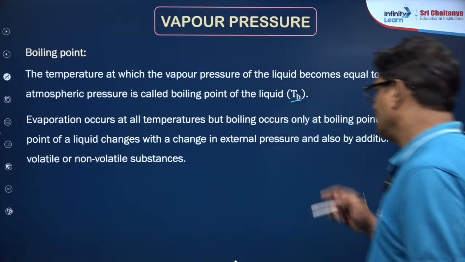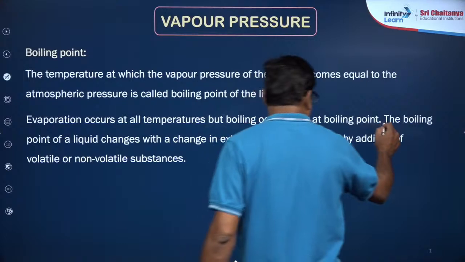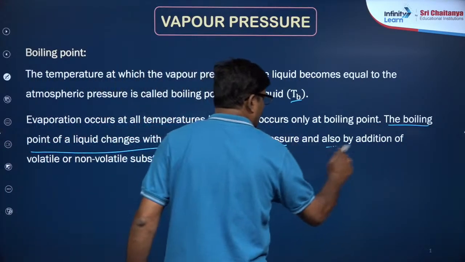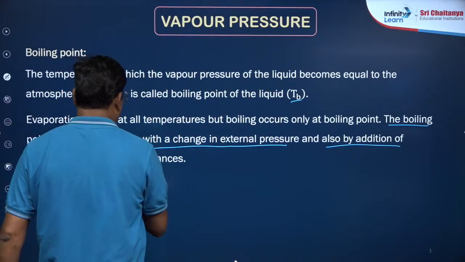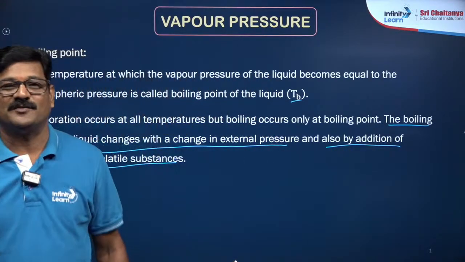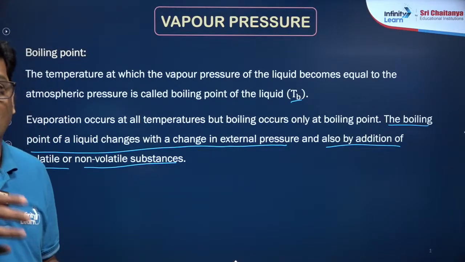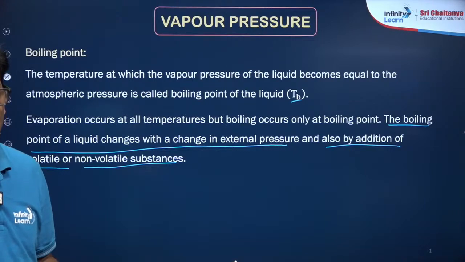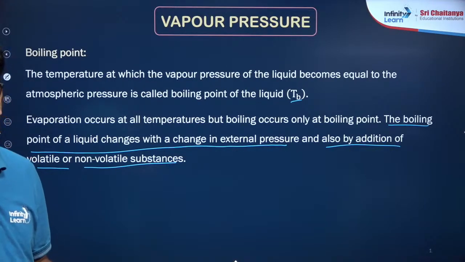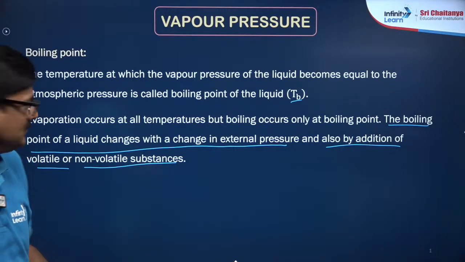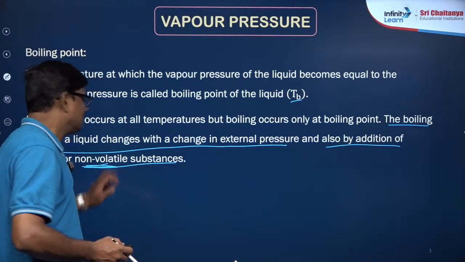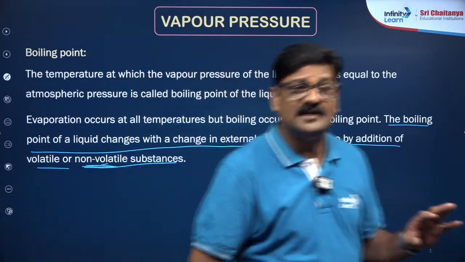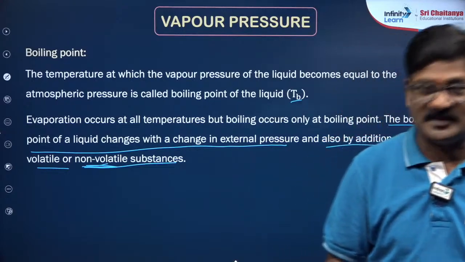So here, a very important point: the boiling point of a liquid changes with a change in external pressure and also by the addition of volatile or non-volatile substances. That's what I want to say. You want to cook dal, you simply add water and cook it, it cooks nicely. But if you add a little salt, it is a non-volatile solute, na? So that it will not be cooked.